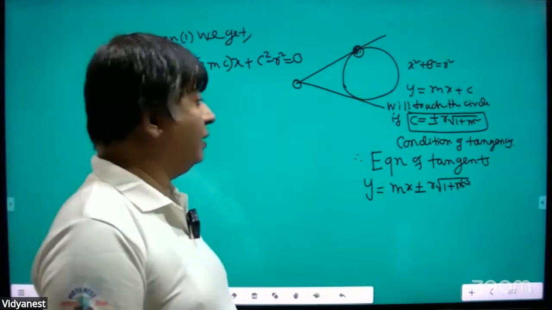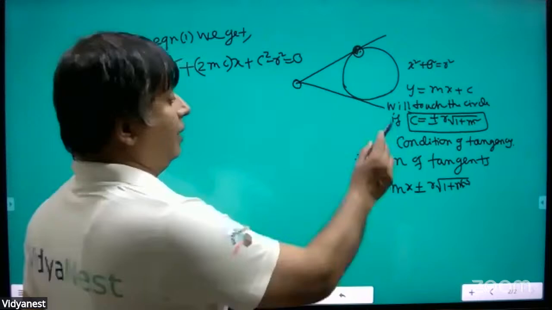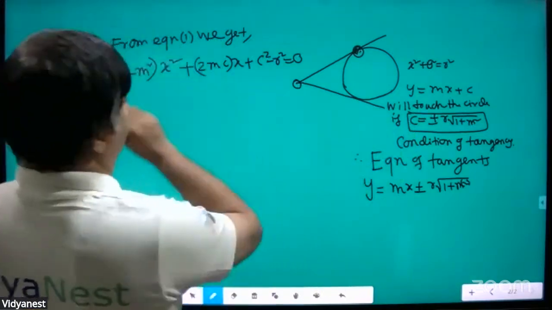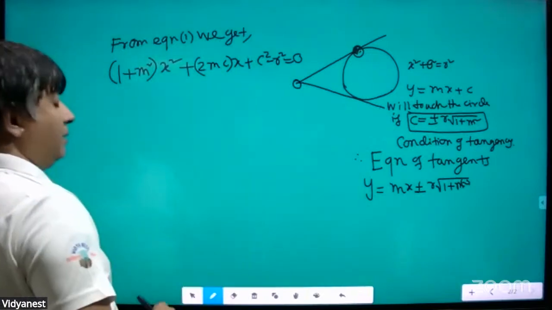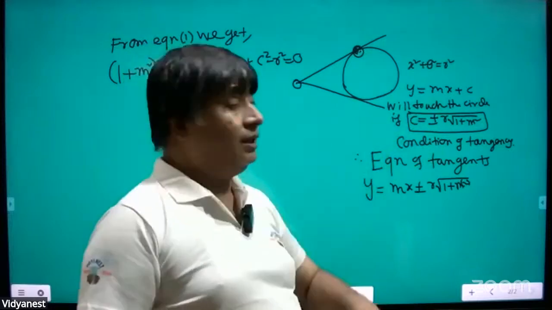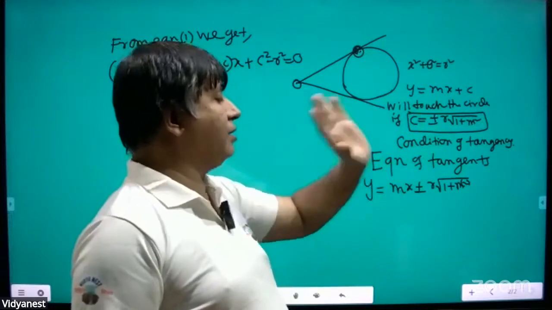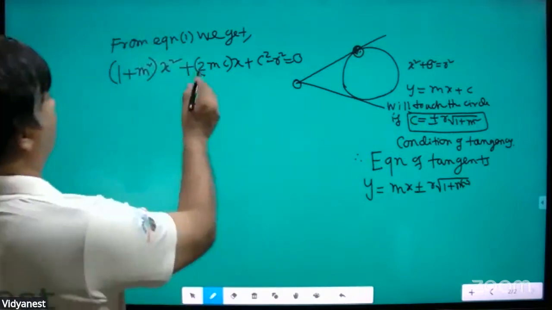Now the value of C that we got, let's just drag it and put it here. You pluck it from here and put it here. The question is plus minus both? Not both, any one, either plus or minus you can opt. I am opting plus.